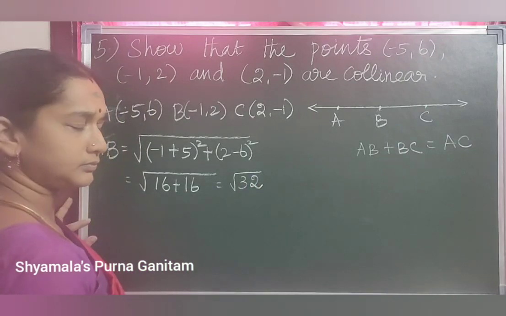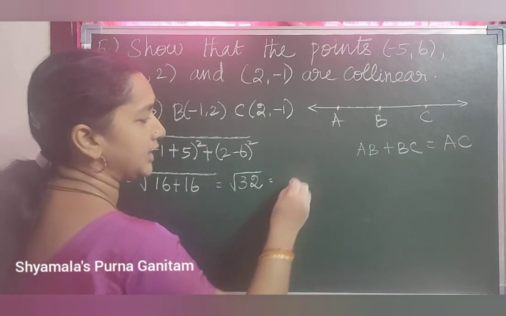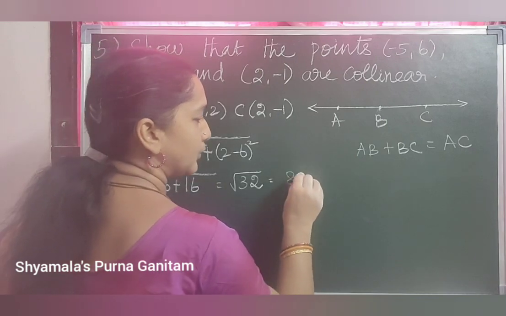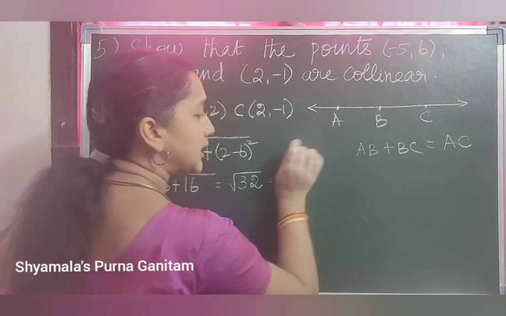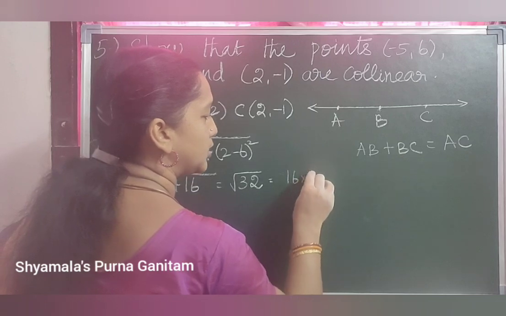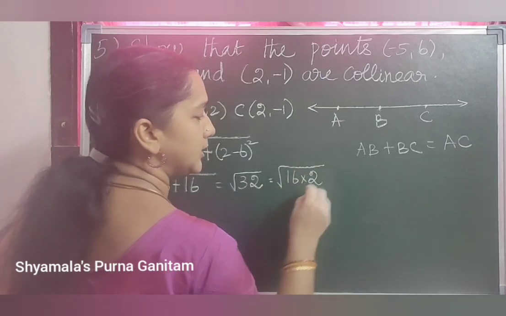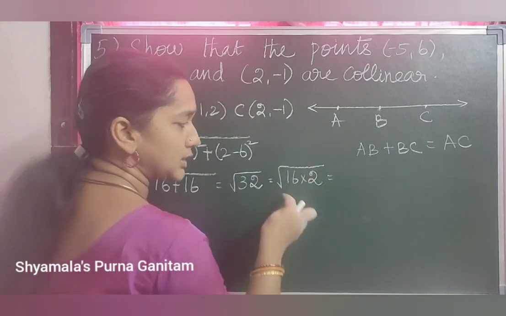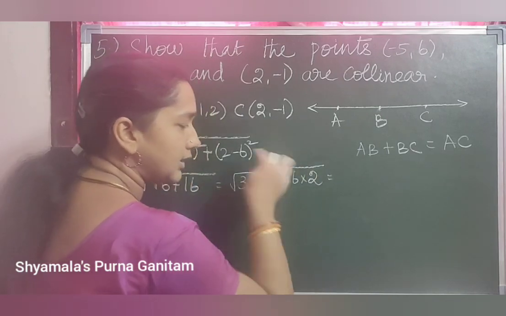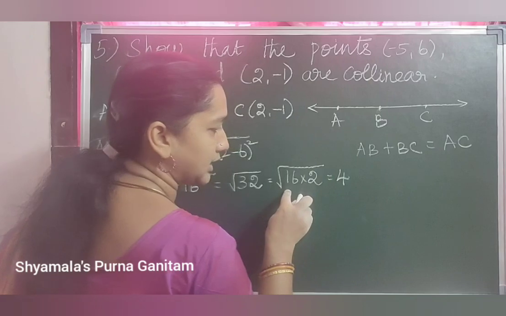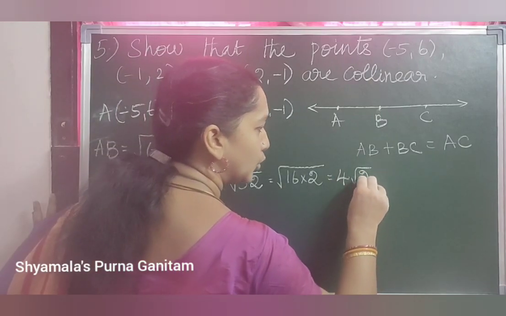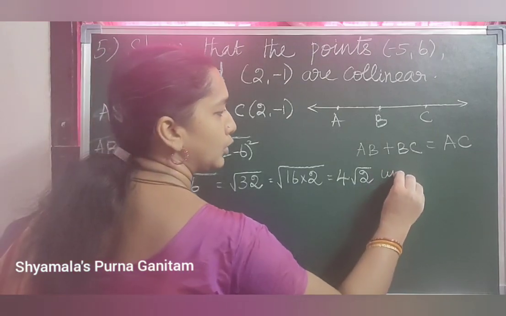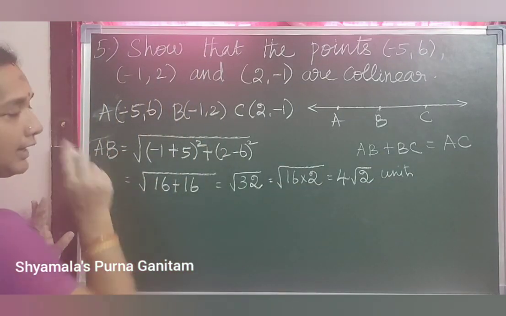Okay. This one again I can rewrite as 8 into 4, or 16 into 2 I can rewrite. 16 2s are 32. Root of 16 into 2. Why I am writing like this is, when you simplify this further, this 16 you can bring out. That is root 16 is 4, root 2 units. I can simplify this and write it as 4 root 2 units. So this is for AB.